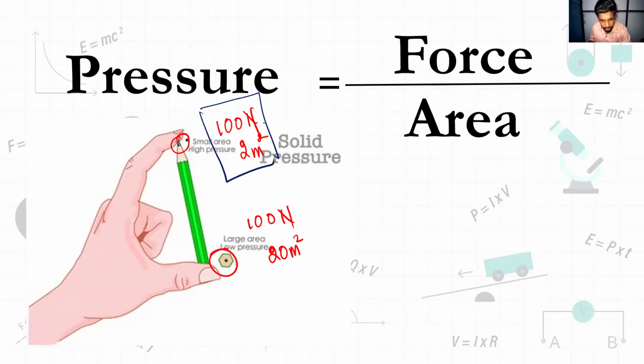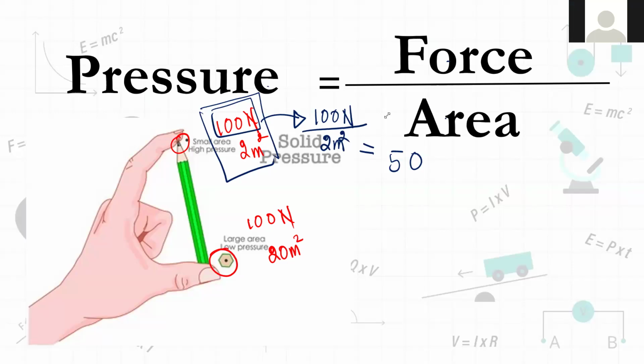Okay. You know the equation. Pressure is equal to force divided by area. You know the force, 100 Newton, and you know the area, that is 2 meters squared. Now calculate the pressure. The pressure will be 50. And can anyone tell me what is the unit for pressure? What is the unit for pressure? Anyone? What is the unit for pressure? Pascals, sir. Very good. 50 Pascal. Very good. So this is the pressure at this point, the sharpest point.